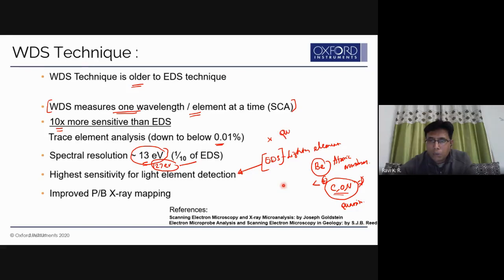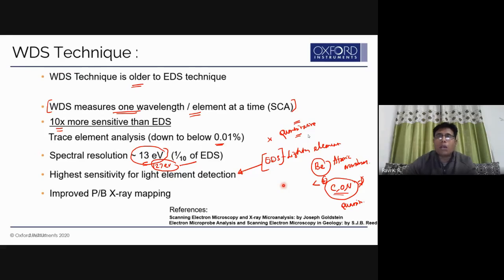The first thing you need to understand, you should not rely on the quantitative information of EDS. There are at least, I can say, 10 reasons you should not rely on EDS. One by one we will come. There are so many reasons, but it's a very good tool for getting the qualitative information.